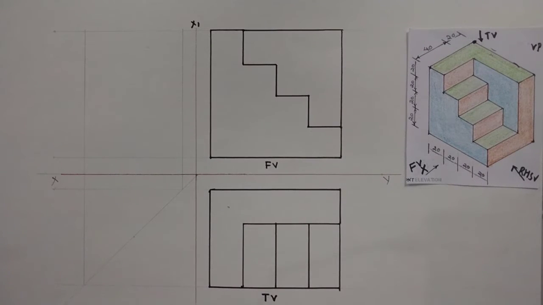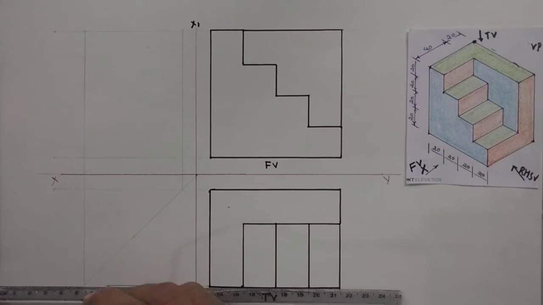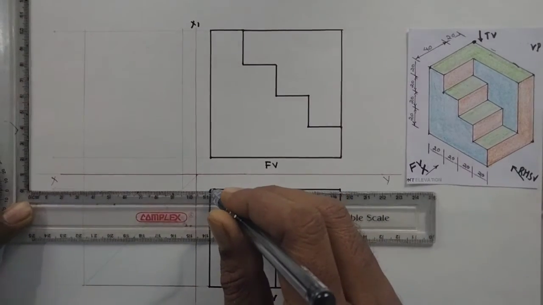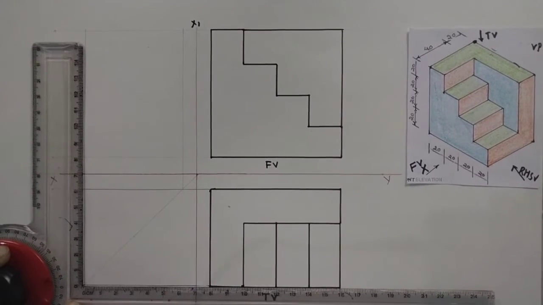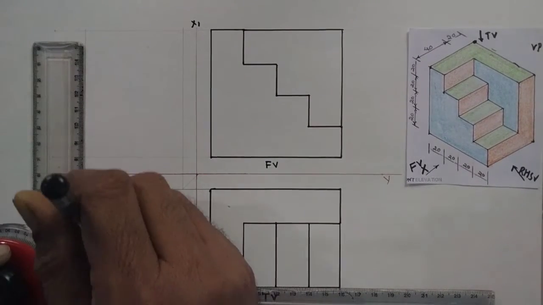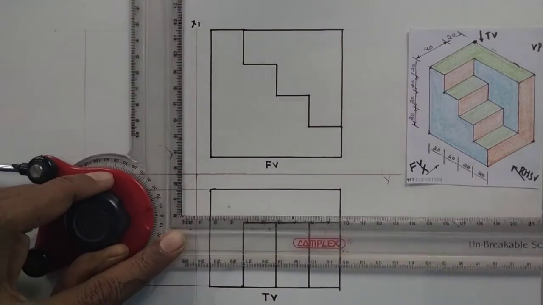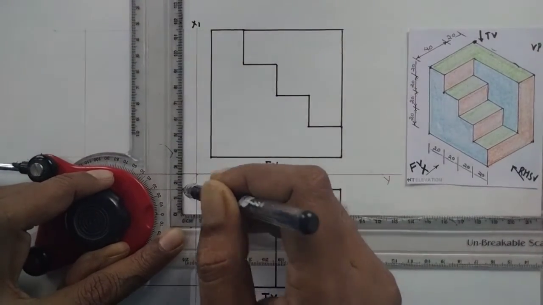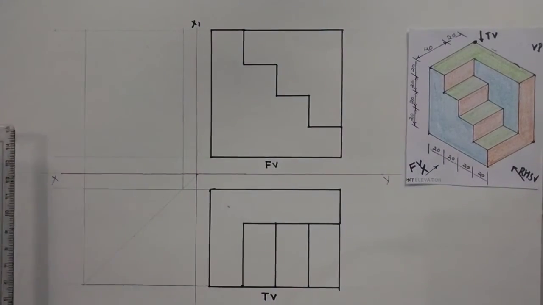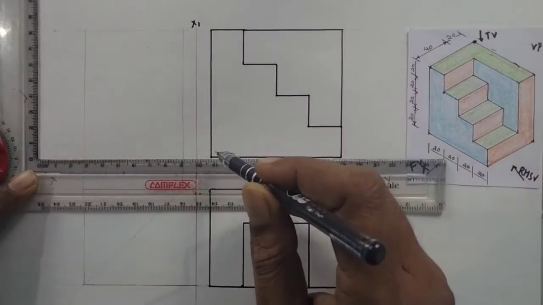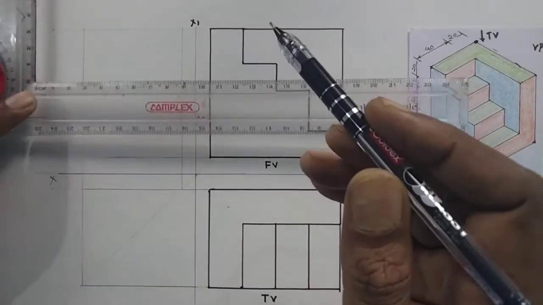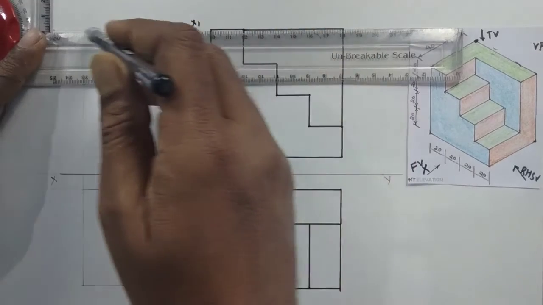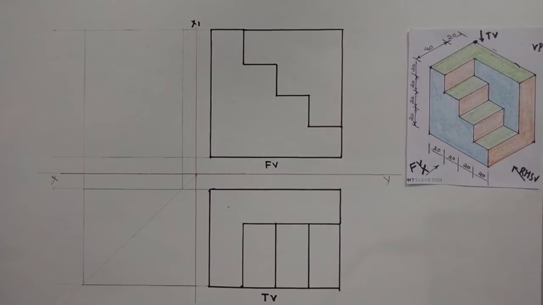So first we draw the projection line for the width of the object. From this line I draw the vertical lines. From here I draw the vertical lines. Now in elevation, I collect the height of the object.